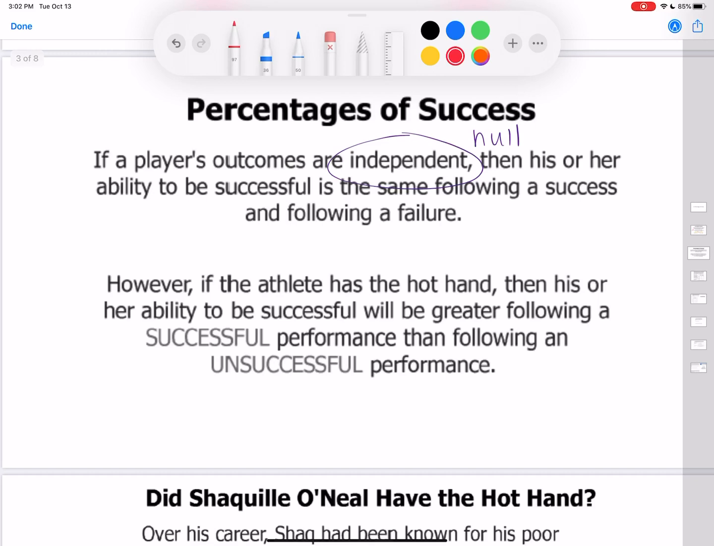So first, just to remind you, a player's outcomes are independent if his ability to be successful is the same following a success and a failure. That goes with our null hypothesis. We test the hot hand to see if there's a greater ability to be successful after a success.